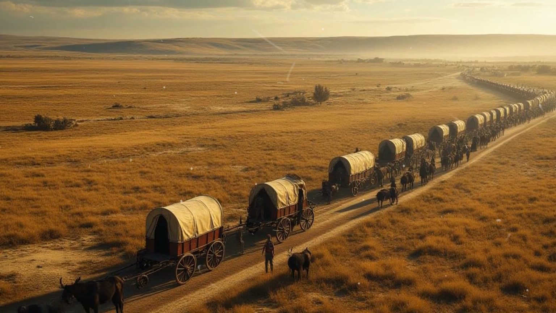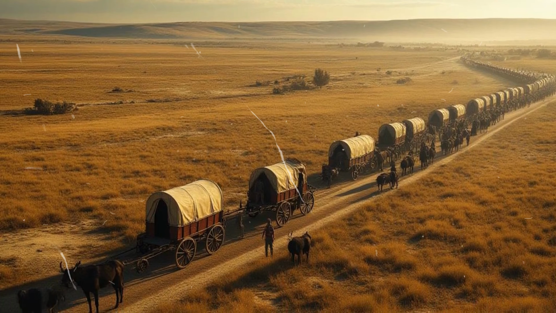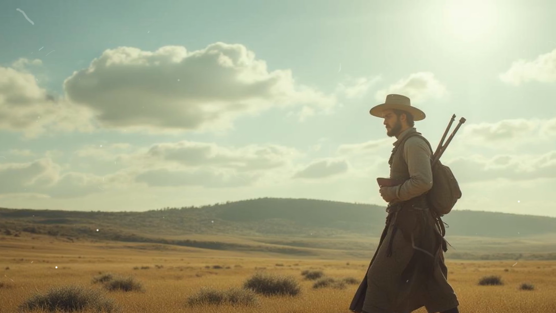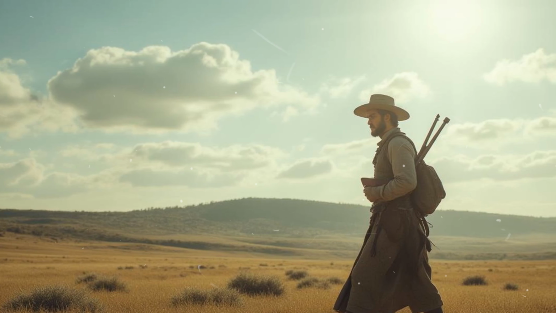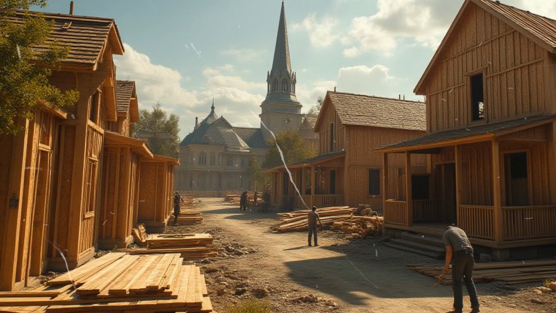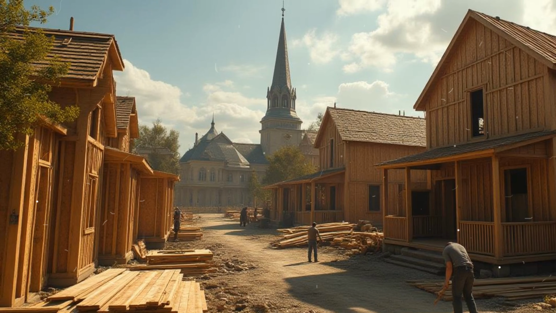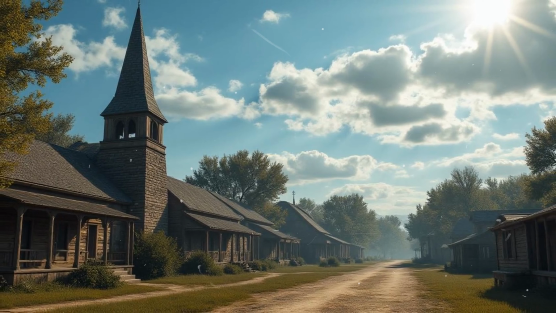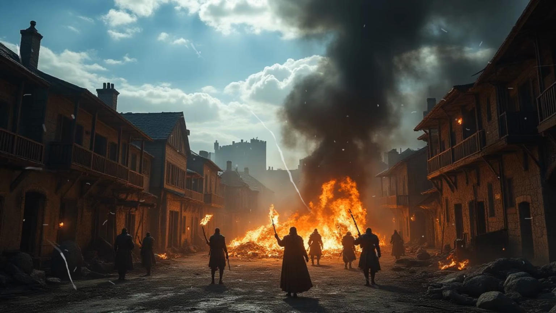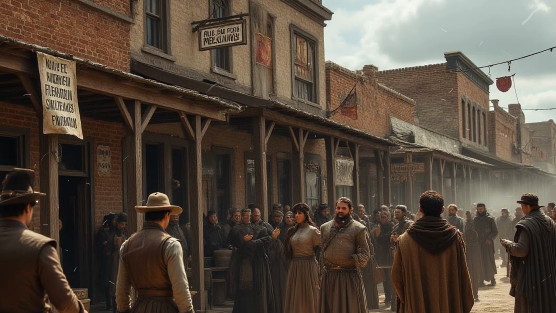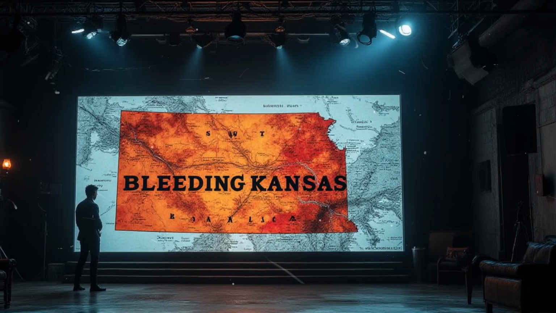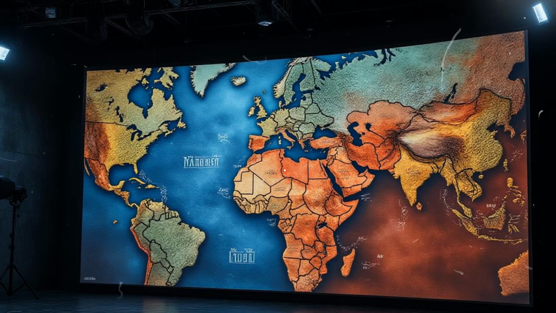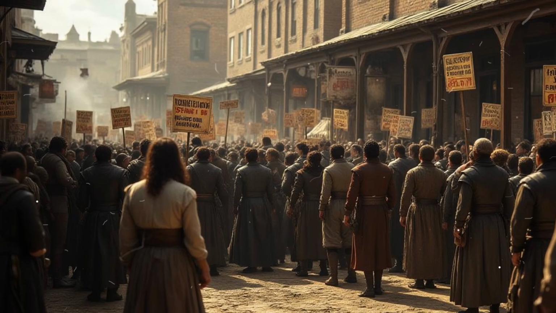Kansas became the battleground for this ideological war. Both pro-slavery and anti-slavery settlers poured into the territory, each side determined to sway the vote. The idea of allowing settlers to choose had inadvertently turned Kansas into a tinderbox, ready to explode. The violence that erupted became known as Bleeding Kansas. From 1854 to 1859, Kansas was a war zone.